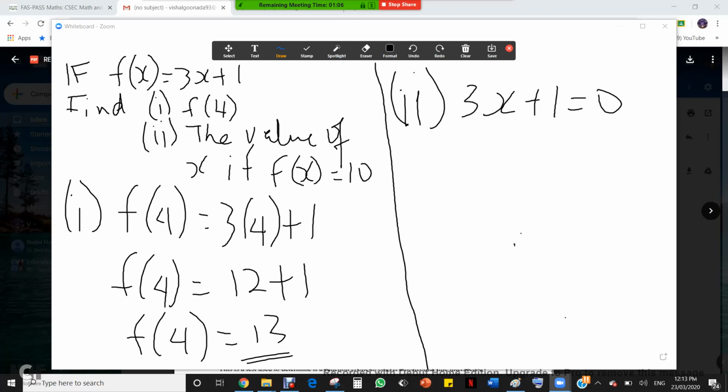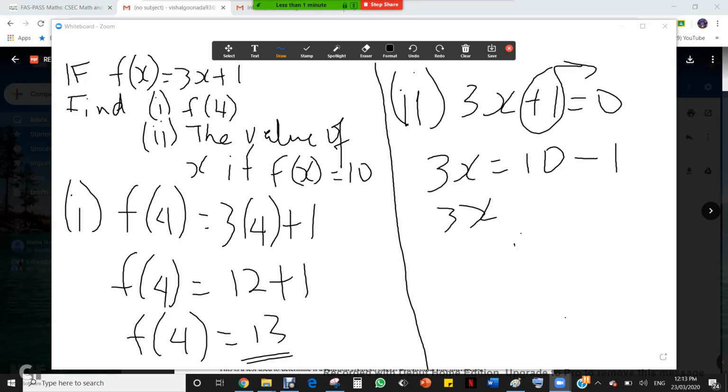So we'll just put it equal to 0 basically. So 3x is equal to 10, and this 1 goes across and becomes minus 1. So 3x is equal to 9, so x is equal to 9 over 3. x is equal to 3. And that's the value for x.